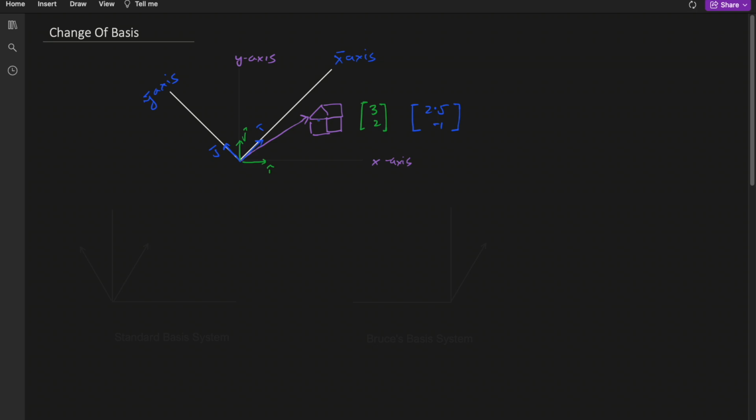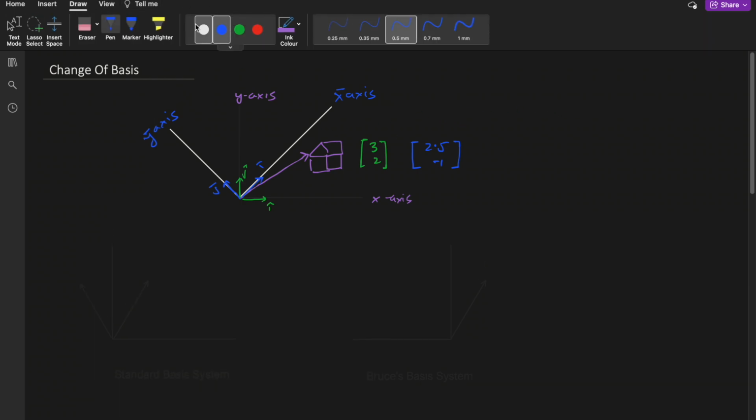Why? Because you change the i hat and j hat. You rotated this coordinate system by 45 degrees anti-clockwise. So here I rotated it 45 degrees anti-clockwise. This is a 45-degree anti-clockwise rotation, AC rotation. We call it AC rotation, anti-clockwise rotation, right?